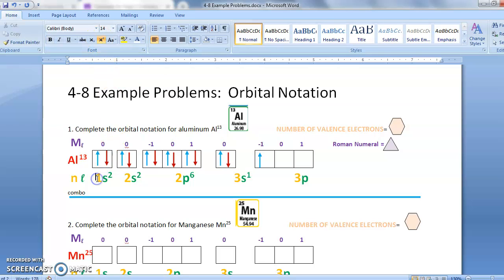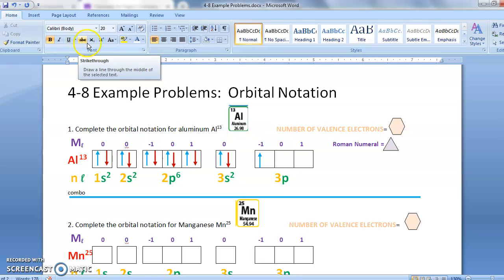What I'm doing is typing as superscripts the number of electrons that are in that energy level, sublevel combination. The 3s, I'm sorry, has 2 in it, and the 3p only has 1 electron in total in the 3 orbitals that it has. So 2 plus 2 plus 6 is 10, 12, 13. I've taken care of my 13 electrons.